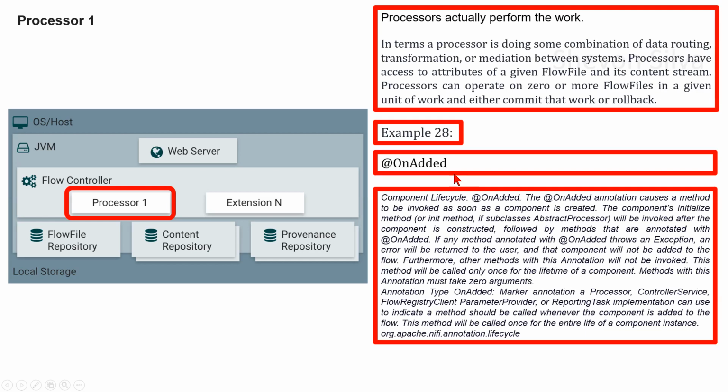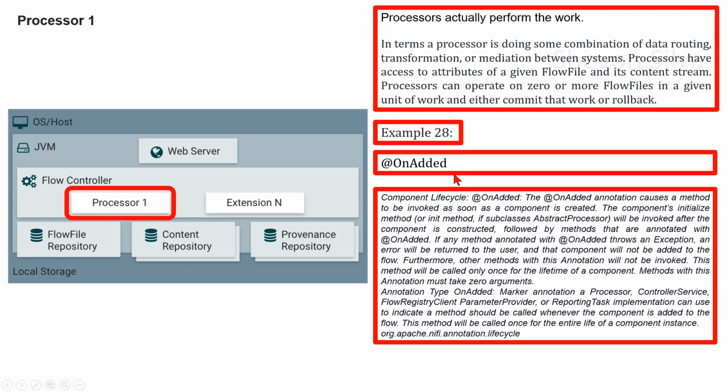If any method annotated with @OnAdded throws an exception, an error will be returned to the user, and that component will not be added to the flow. Furthermore, other methods with this annotation will not be invoked. This method will be called only once for the lifetime of a component. Methods with this annotation must take 0 arguments.